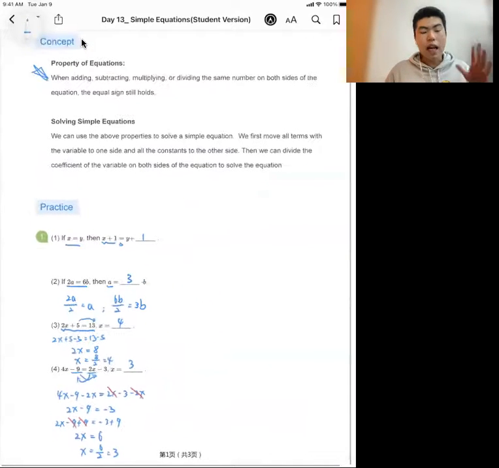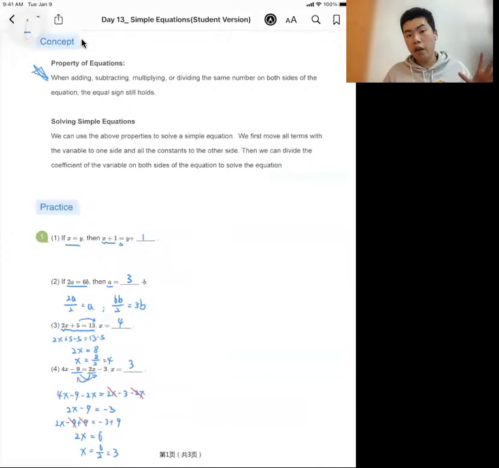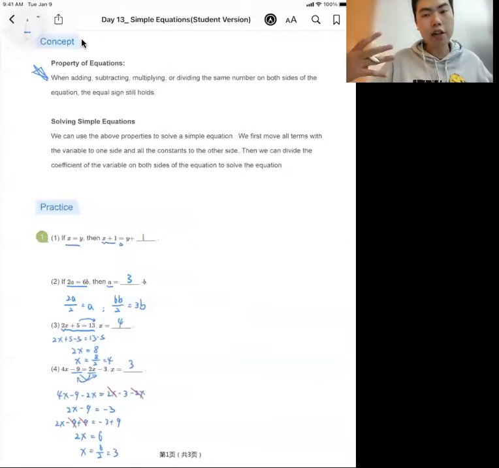Okay, so that's it for today's module. If we have a simple equation, like a first-degree, one-variable equation like this, we can always move the terms with the variables to one side, and all the other constants to the other side. And then we can just use these properties to solve the equations.